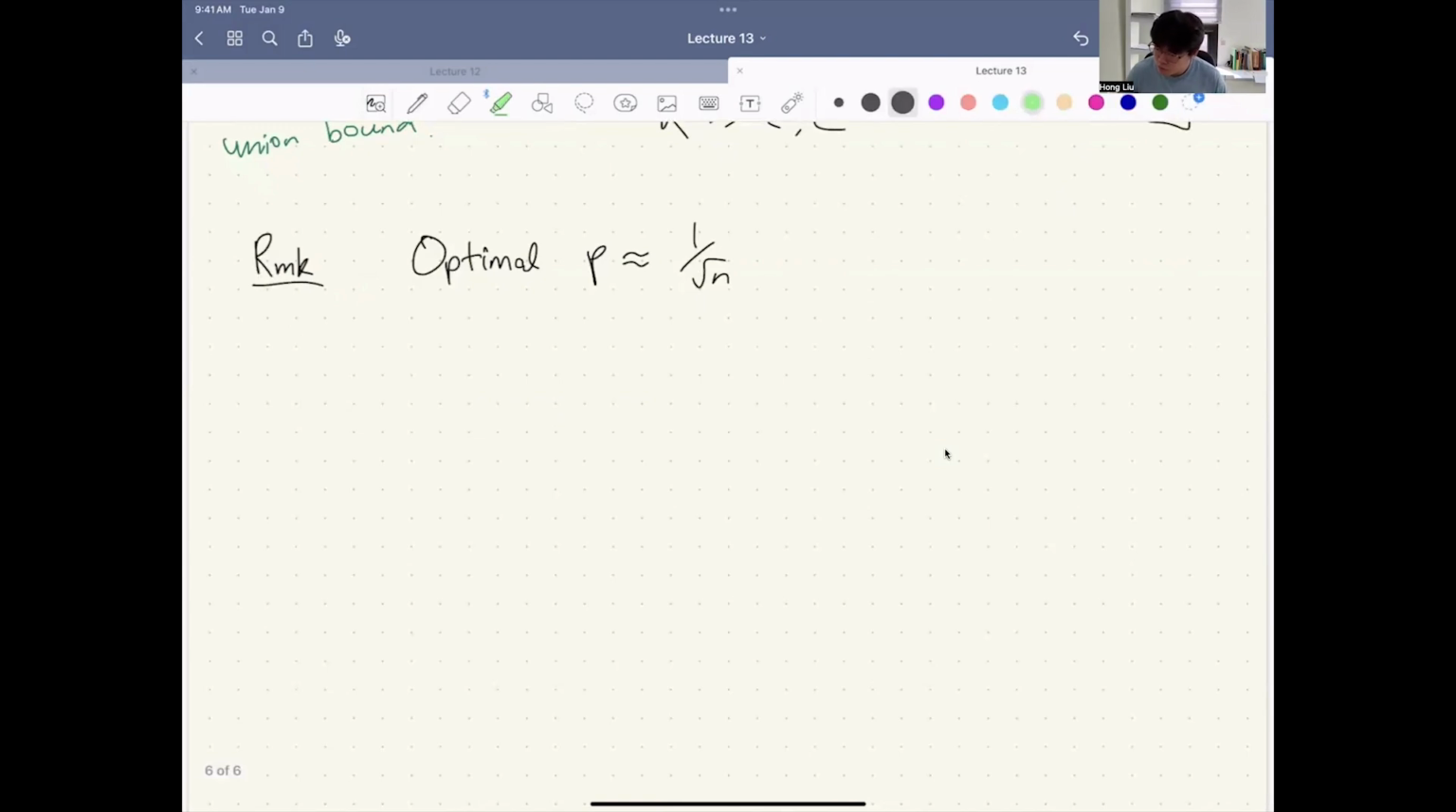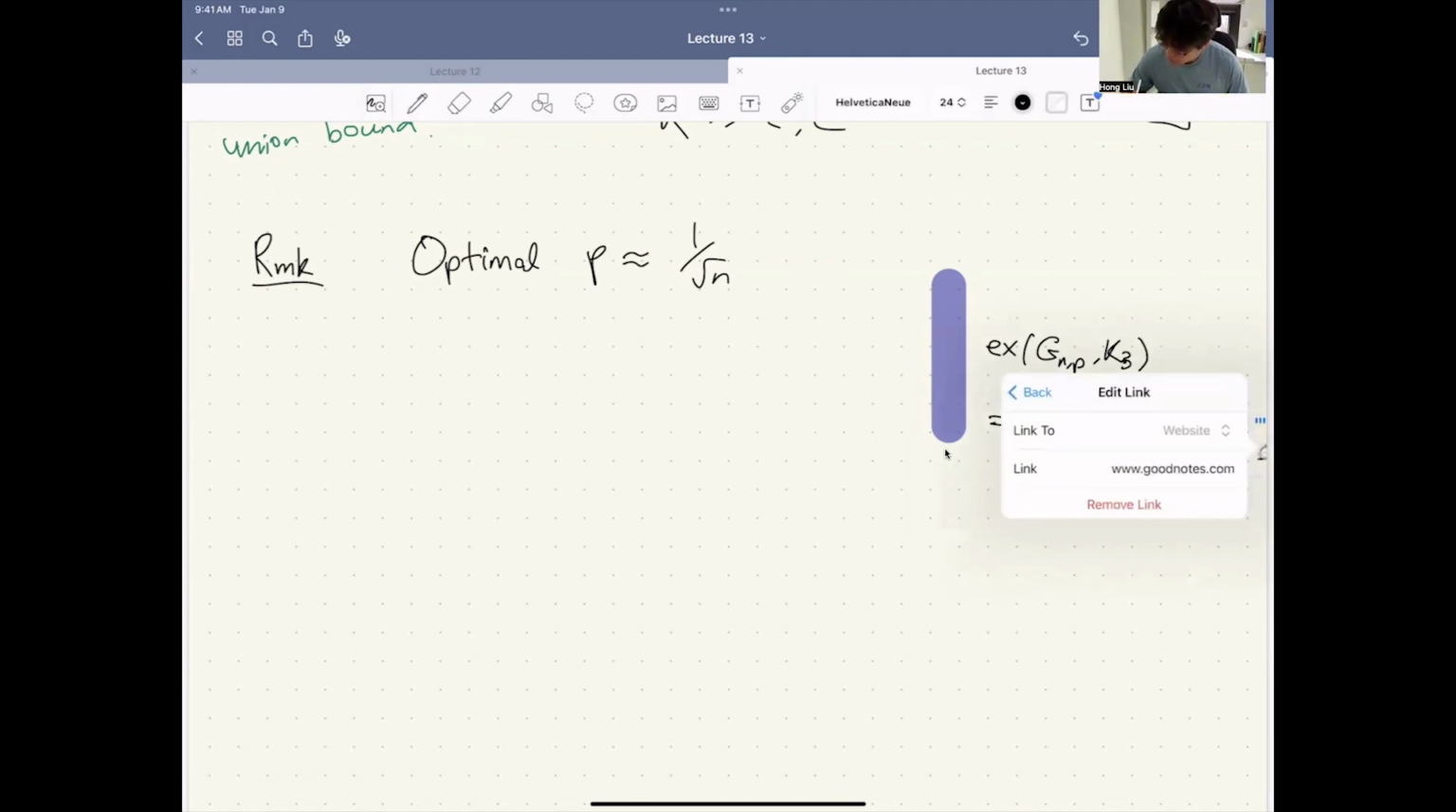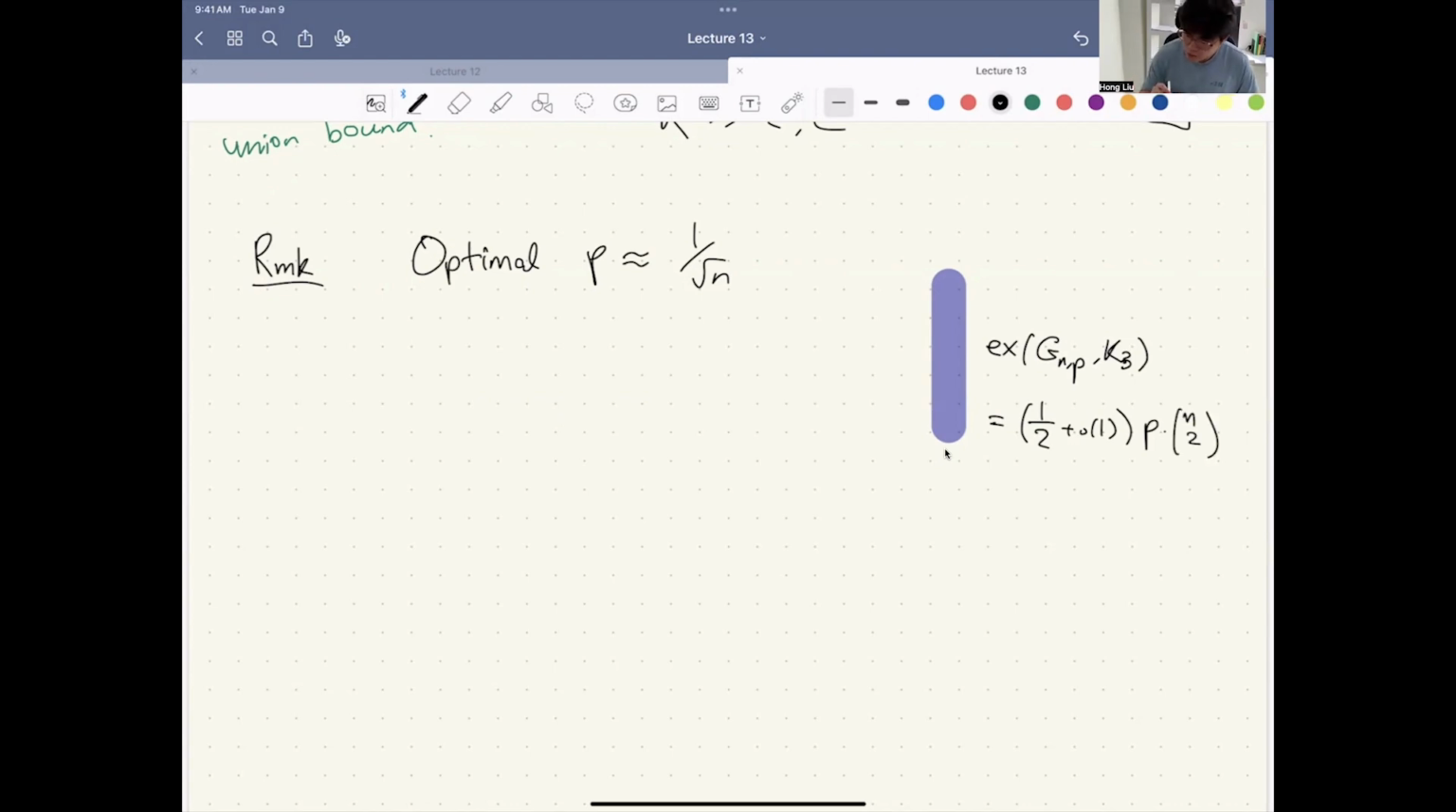Recall the statement we want to prove. Let's recall it on the side. The statement we want is that the extremal number of G(n,p) for K3 is (1/2 + o(1)) times p times n choose 2. Okay? So if p is much less than 1 over square root n, let's use first moment deletion.